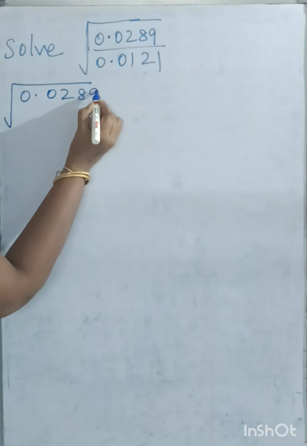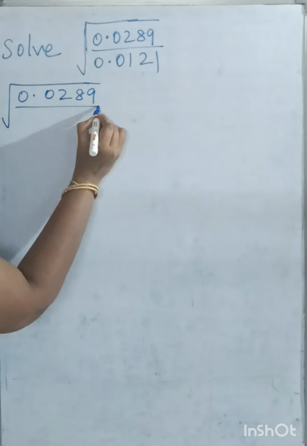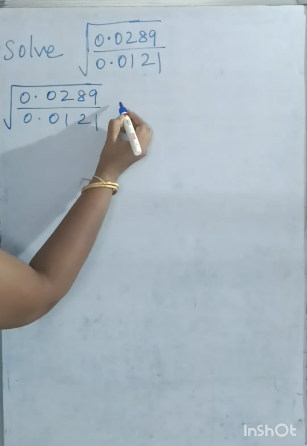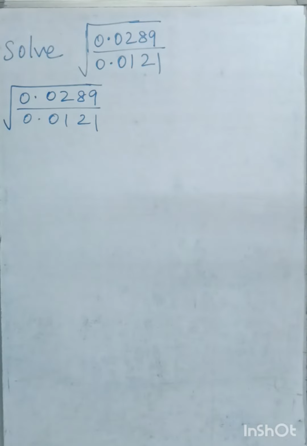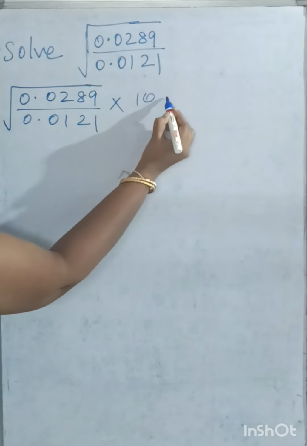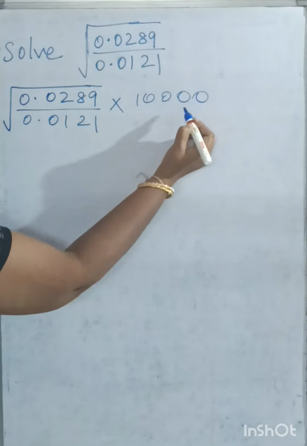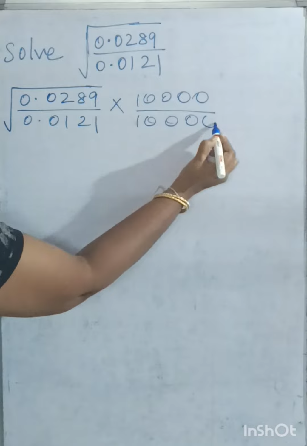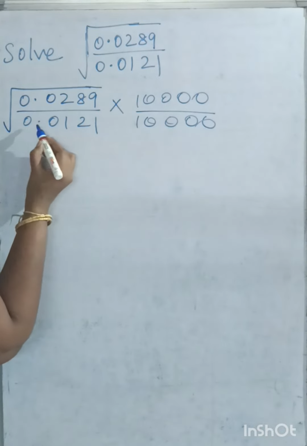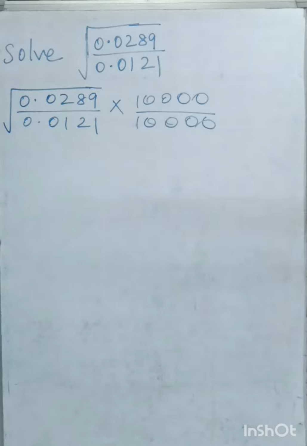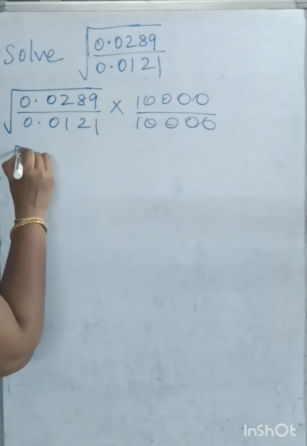0.0289 divided by 0.0121. Now let us first convert this into a whole number. For that, let us multiply this with 10,000. Here we have 4 digits after the decimal point, so we are multiplying with 10,000 in both numerator and denominator. Now we will get it as a whole number.